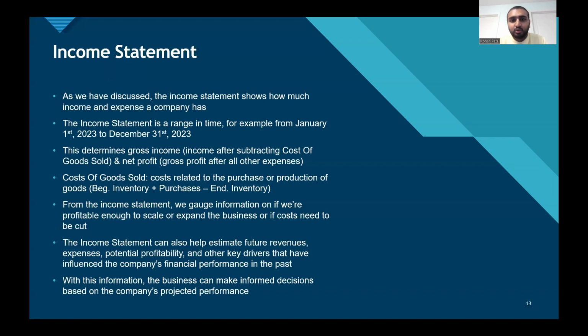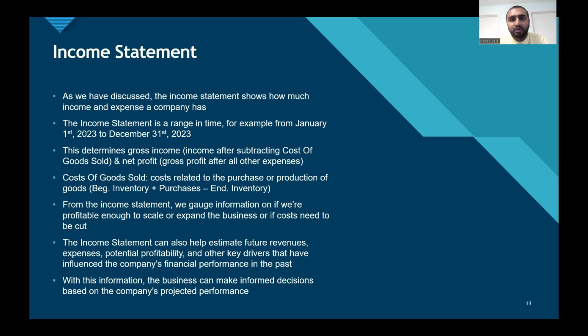Say, for example, if you wanted to calculate for 1 year, right? From January 1st, 2023 to December 31st, 2023 would be good for a year. The two things that the income statement shows also are the gross profit and the net profit. The profit, which in this slide is also mentioned as gross income, is the income after subtracting the costs of goods sold. And the net profit is the gross profit after all other expenses.